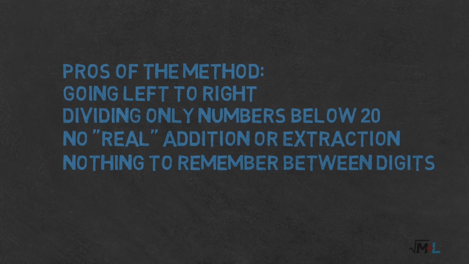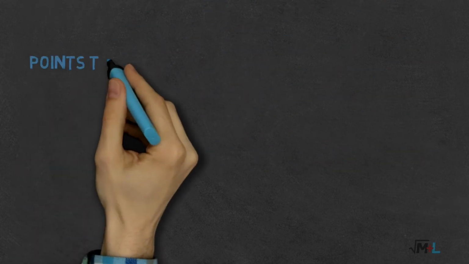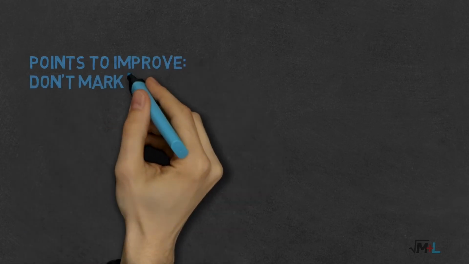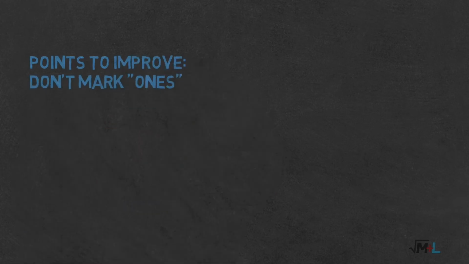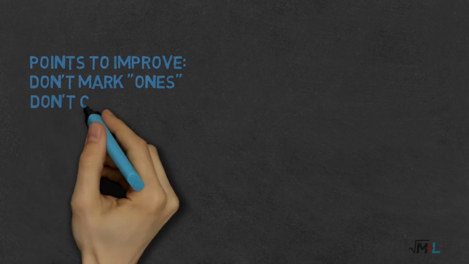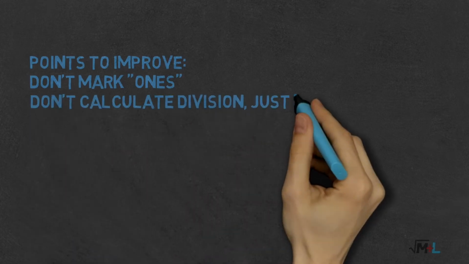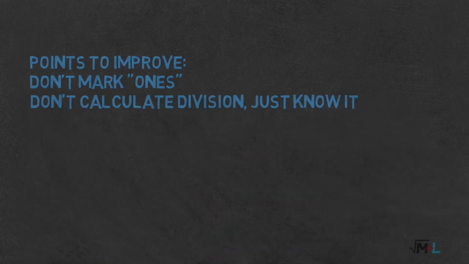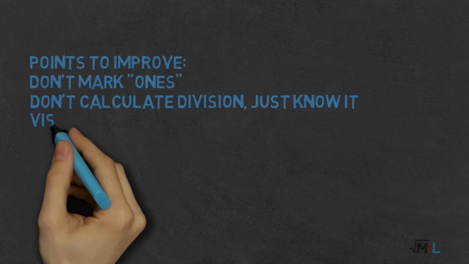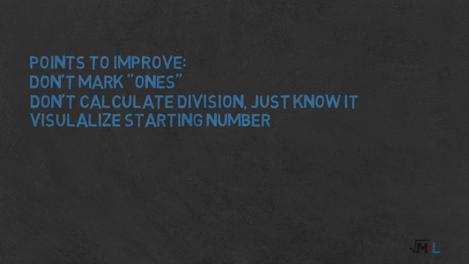After a few minutes of practice you will be familiar with this, so here are a few points how to improve. Obviously, don't mark once. It's about mental math after all. Try not to calculate what is, for example, 15 by 2. Just know it. Remember that it's 7 with a remainder. When doing everything in your mind, first visualize the whole number to keep track where you are.